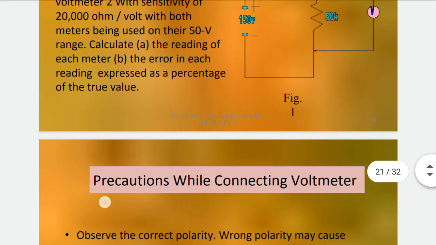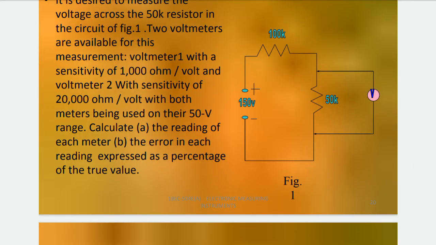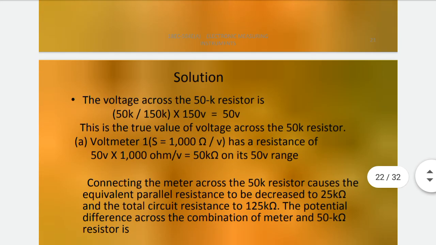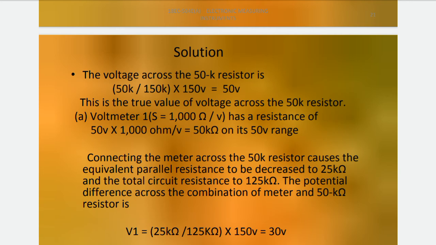Now coming to the first problem, what we have to find is the reading of each meter. Voltmeter 1 has a sensitivity equal to 1000 ohms per volt, as given. Its resistance is the 50 volt full scale deflection into 1000 ohms per volt, and you can simplify to get 50 kilo ohm on its 50 volts range.